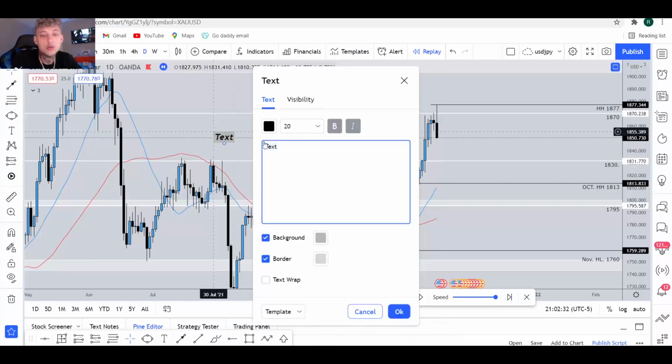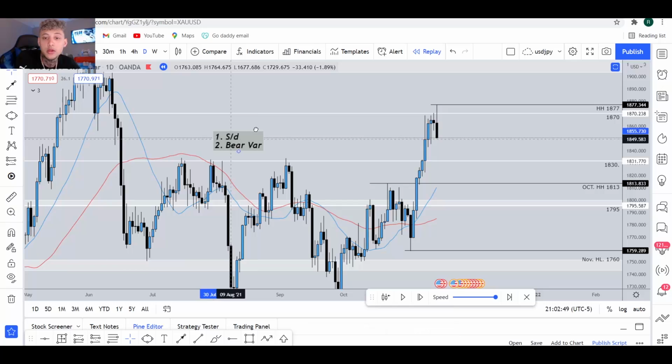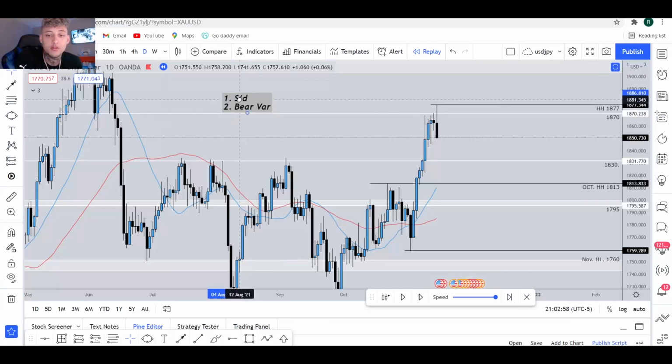So if we were to start writing our confirmations, we have 1, a supply and demand level, and we have 2, a bearish variation, right? And we have a high probability bearish variation on top of that. So already off the bat, this isn't enough to give us that entry for the trade. Why? Because we simply do not have enough confirmation. It's not that high of a probability trade, especially as price is still trending bullish.